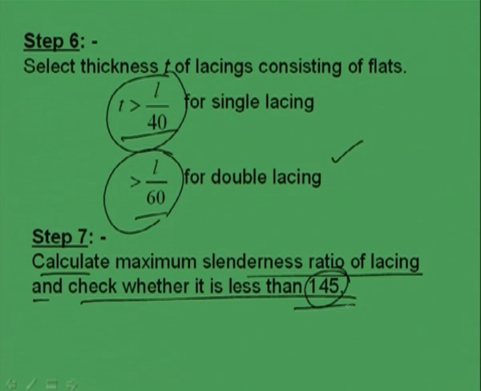So, from that we will see whether it is exceeding 145 or not, and accordingly we will adopt. If it is exceeding 145, then we have to increase the dimension so that the L by R ratio, the slenderness ratio, becomes less than 145.